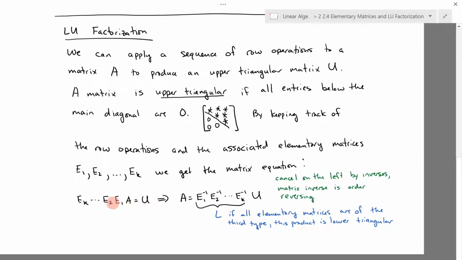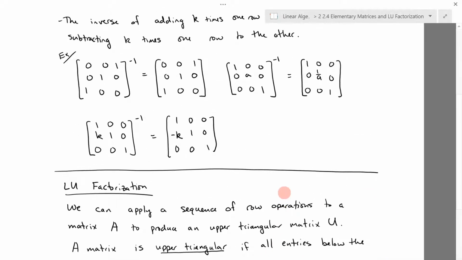And then if we solve this equation for A by multiplying by the inverses of the elementary matrices, they will appear in this order. If you remember, the inverse operation reverses the order. That's why the inverse elementary matrices appear in this order. And so you can see that if we ignore this type of row operation and focus mainly on this type of row operation, this type of row operation is lower triangular, right?